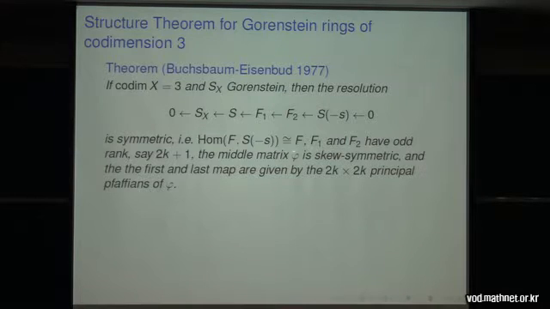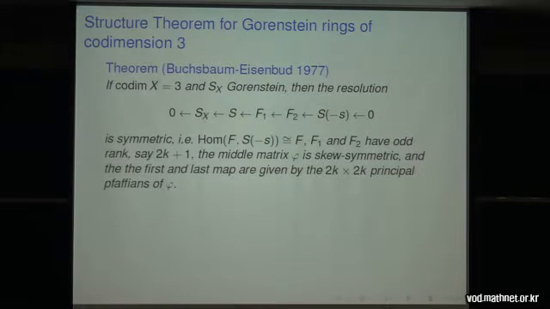And actually the whole resolution is symmetric with respect to dualizing into Hom(-, S). So if I take the transpose matrix, I get basically the same matrix back. Then the first discovery of Buchsbaum-Eisenbud is that the rank of these 2 free modules, which are equal, is an odd number. So it's say 2k plus 1, and the matrix is skew-symmetric, and then the first and the last matrix are given by the 2 by 2 principal Pfaffians of phi up to sign. So it's very similar to the first case. Only the middle matrix has to be given. The other matrices depend only on the middle matrix by a formula.